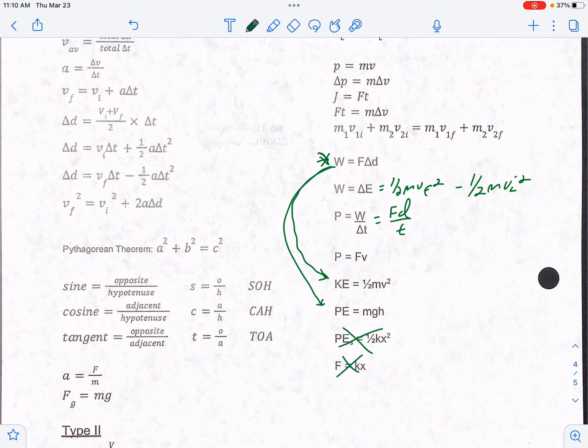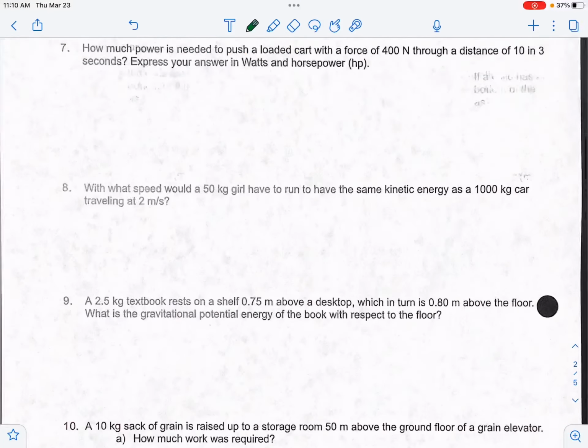A couple of things I want you to realize though is also we can do work if we're lifting something. Work equals mass times gravity times distance. So that's if you're lifting. Or if we look for power and we give you force and velocity, you can use this equation right here. Now let's go into some problems.